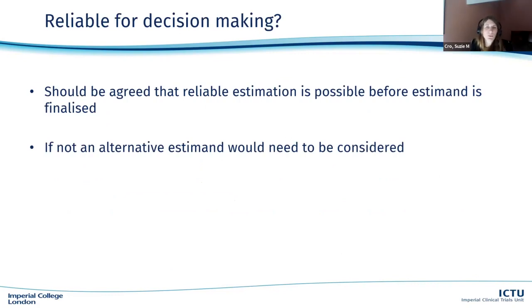Now, having specified all five attributes, it should then be agreed that reliable estimation is possible before the choice of estimand is finalised. If not, an alternative estimand would need to be considered, hence why the construction is considered an iterative process, or it can be.